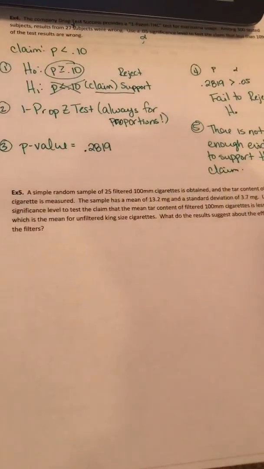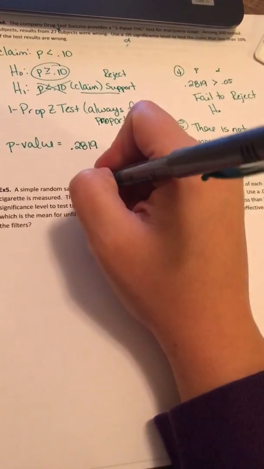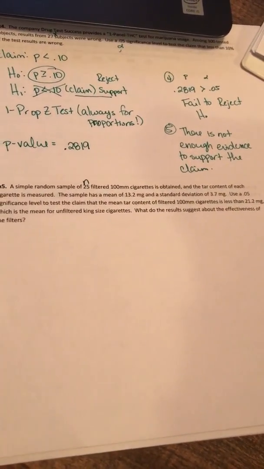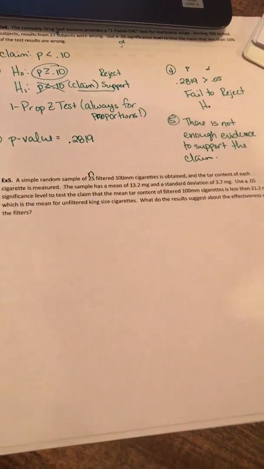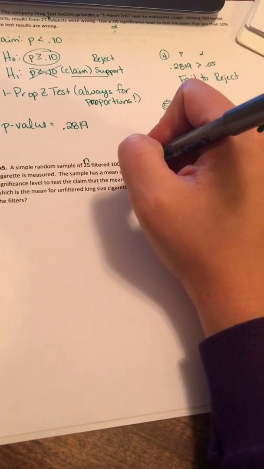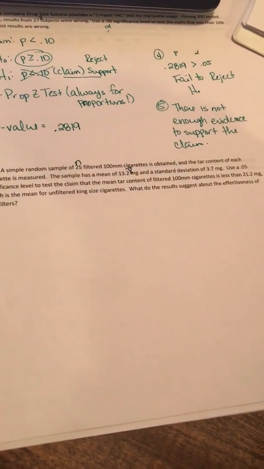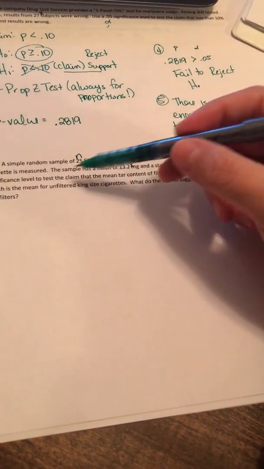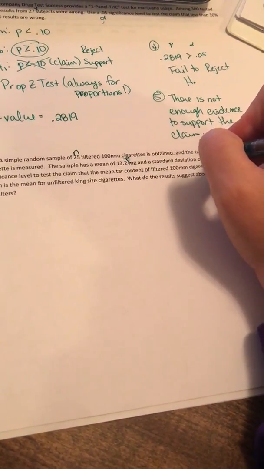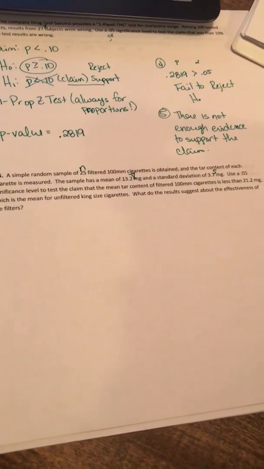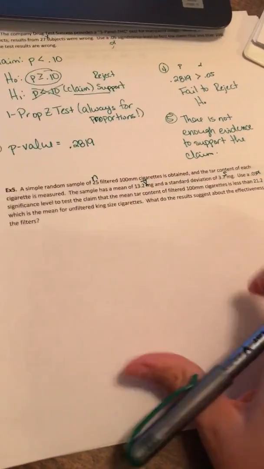So what we have here is a simple random sample of 25. So there's our n. Filtered 100 millimeter cigarettes is obtained, and the tar content of each cigarette is measured. The sample has a mean of 13.2, so that's x bar, and a standard deviation of 3.7, which is all from that sample. It never switches to population, so this is s, not sigma. Use a 0.05 significance level, there's alpha, to test the claim.